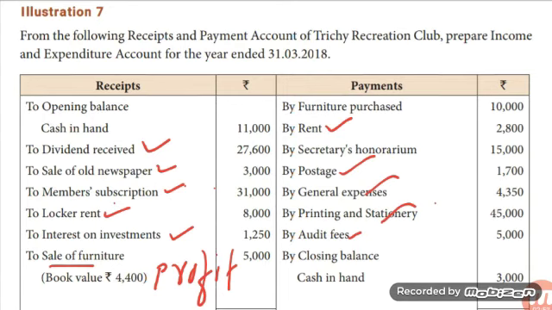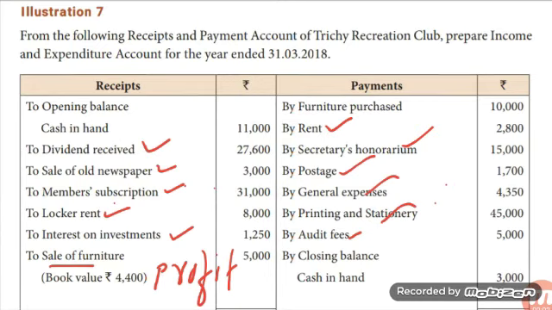See the question. First, the receipt side of receipts and payments account, the debit side items, enter on the credit side of income and expenditure account. Okay. What is the first item? Opening balance of cash in hand. You do not take it in income and expenditure account. Next item, dividend received. Children, take only the revenue items, revenue income, in income and expenditure account.